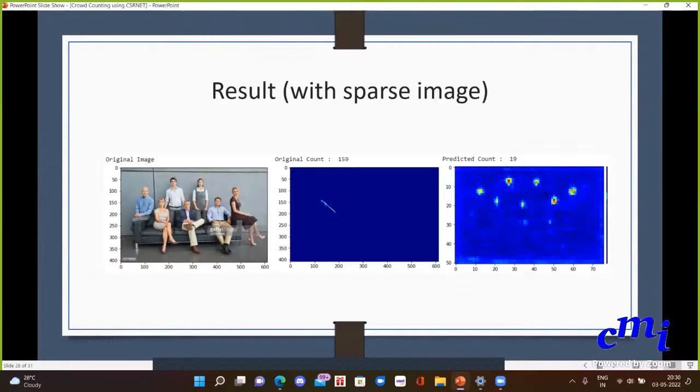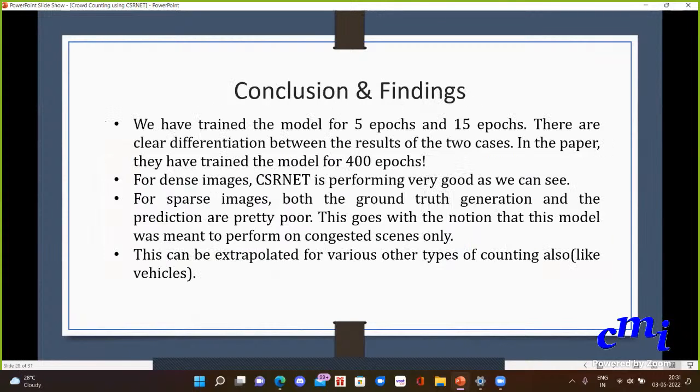Here we can see from the original image that there are 7 people sitting on a couch, but the ground truth they're saying is 159 and the predicted count is 19. So for sparse images, the ground truth is not working well. For that, we need to check some other kind of ground truth algorithm for sparse images. So for CSRNet, the sparse image was not doing well for us. That's one conclusion. Now let's see the conclusions and findings that we have got.